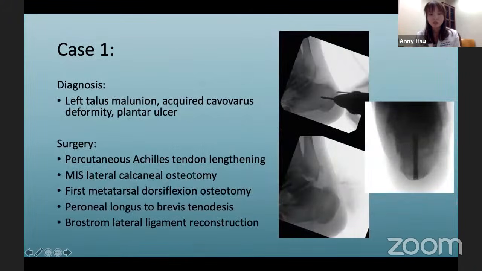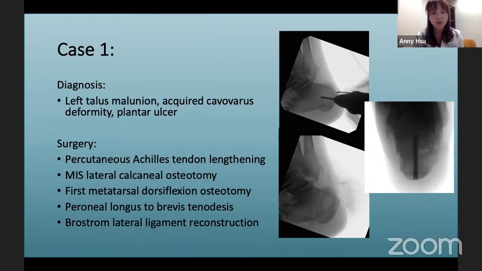So the surgical plan for her was to do first a percutaneous Achilles tendon lengthening, and then this is followed by, for me, a minimally invasive lateral calcaneal osteotomy. And with the calcaneus fixed in a better alignment, then I would focus on first metatarsal dorsiflexion osteotomy. Then I go back to strengthen her everters from tagging the peroneal longus to brevis.